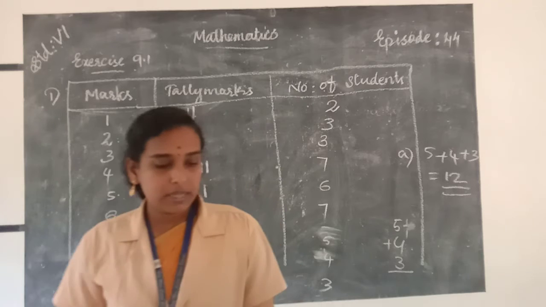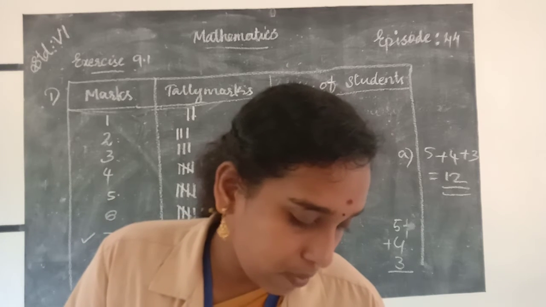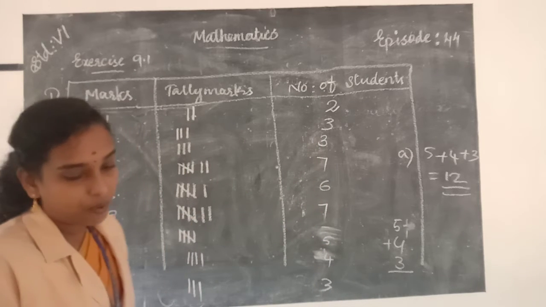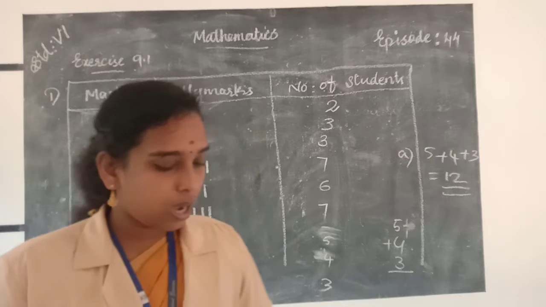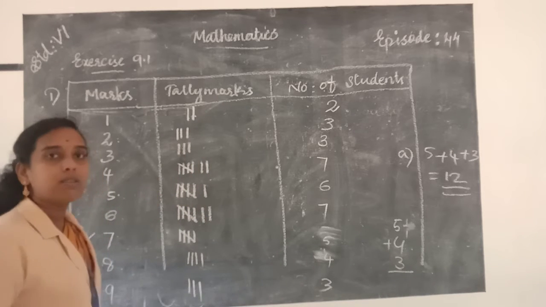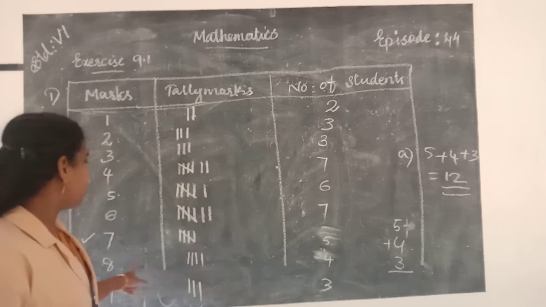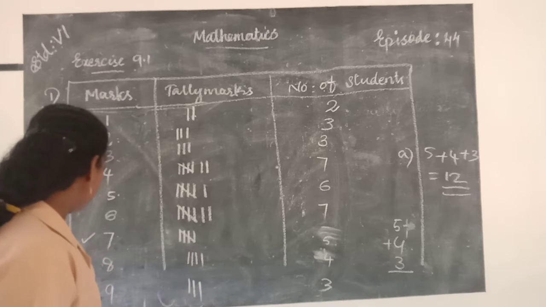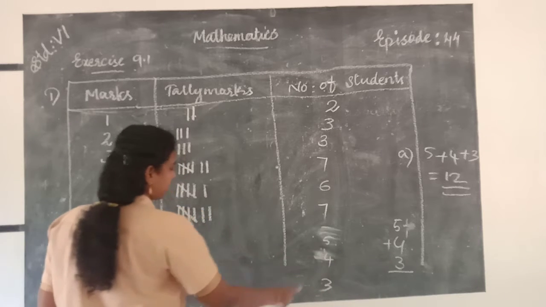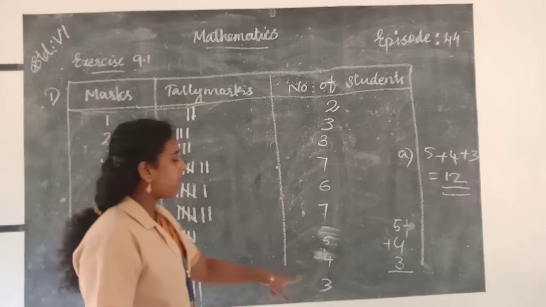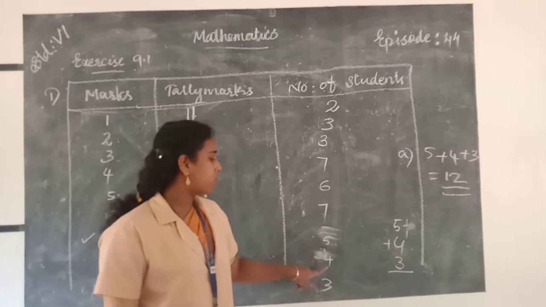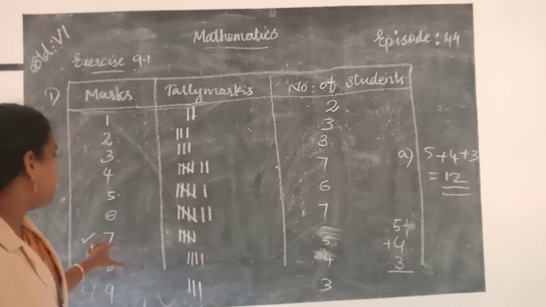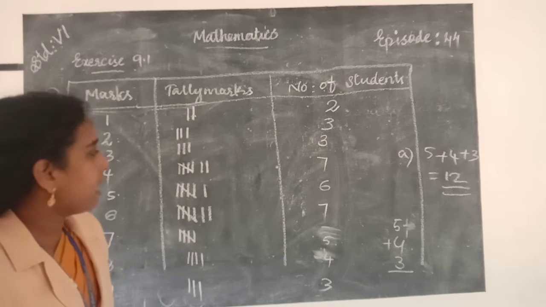So how many students got 7 marks or more than 7 marks? The students who got marks equal to or more than 7 are the students who got either 7, 8 or 9. The students who got 7 marks are 5, the students who got 8 marks are 4, and the students who got 9 marks are 3. So 5 plus 4 plus 3 we get 12. So 12 students got marks equal to or more than 7. Then the second question.